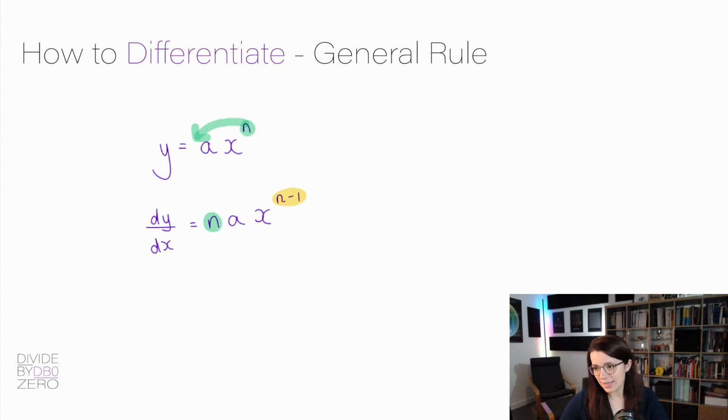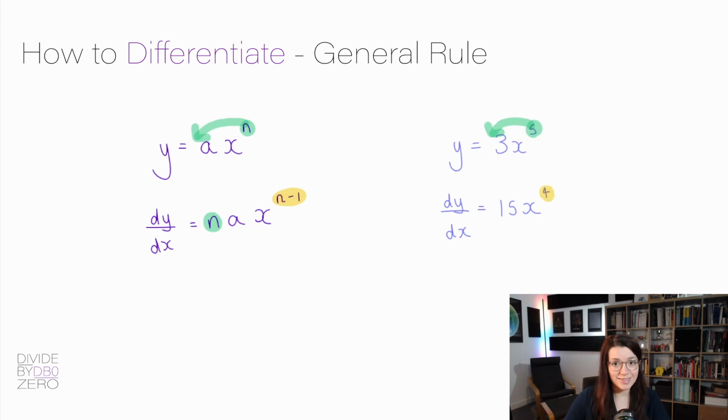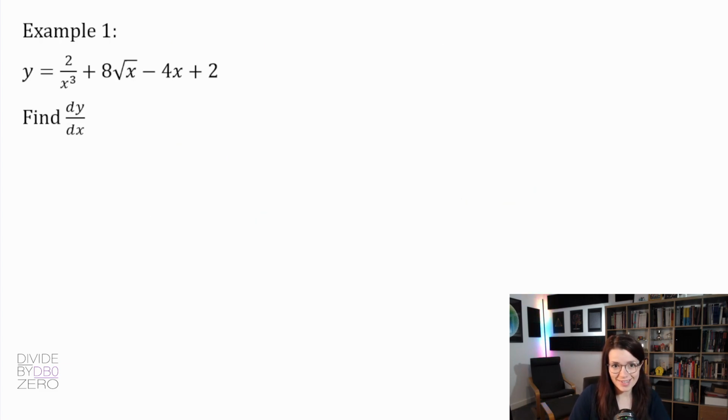So if I do a basic example on the side, let's say we've got y equals 3x to the power of 5. If I want to differentiate this and do dy dx, it will be 15x to the power of 4. Because I'm bringing that 5 down and multiplying it by the 3 to get 15. And then I'm reducing the power by 1 from 5 to 4. And that's it. Now let's work through some more interesting examples.